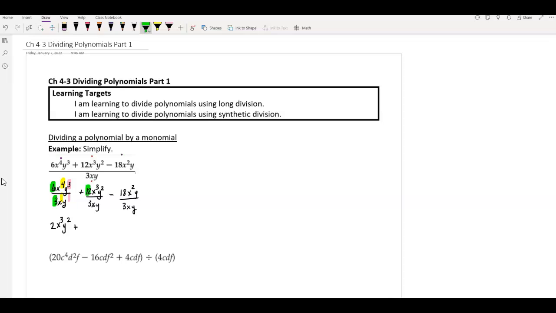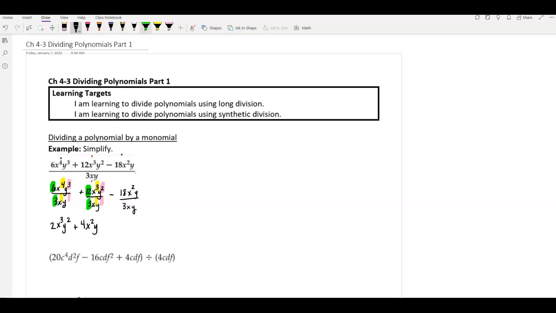We have 12 divided by 3, which is 4. My largest x is in my numerator, so it's going to stay in my numerator. We have 3 minus 1, which is 2. I have a y in both numerator and denominator, but the largest is in my numerator, so it's going to stay in my numerator. I have 2 minus 1, which gives us just that 1. Notice I'm not actually writing the 1, because if we see that we have a y there, we're automatically going to think there's only 1.